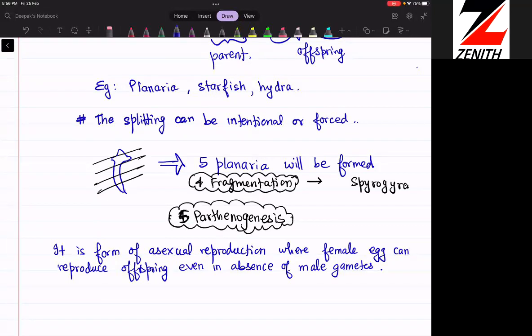ठीक है, but planaria can split itself intentionally also, है ना. ऐसा नहीं है कि it needs someone to cut it into two parts. It can divide itself intentionally also in two parts.